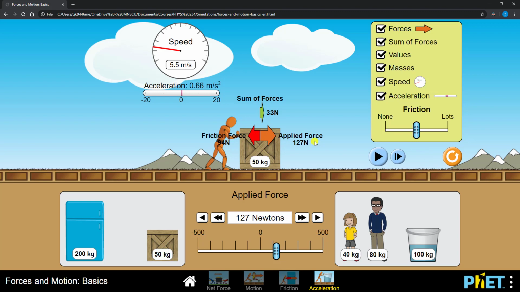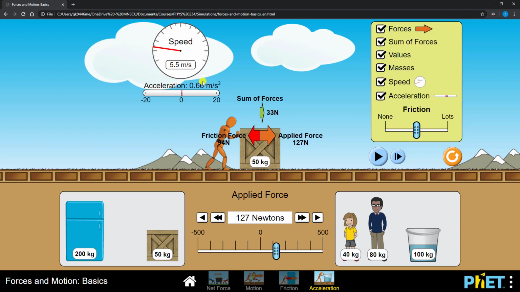So there will be a difference between the two. You have 94 newtons of friction and 127 newtons of applied force. So if you subtract the two, 127 minus 100 is 27, and plus 6 is 33. So that's a sum of forces, or net force, right? The forward minus the reverse. So 33 newtons of force acting on a 50 kilogram mass. So the acceleration should be force over mass, 33 over 50, or 66 over 100. So 0.66 is the acceleration, right?